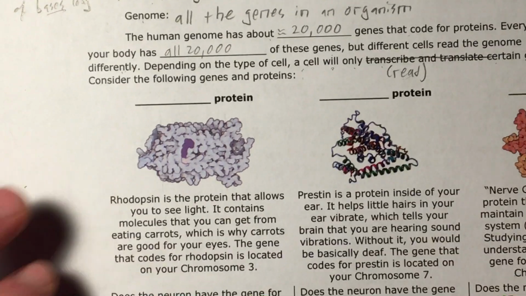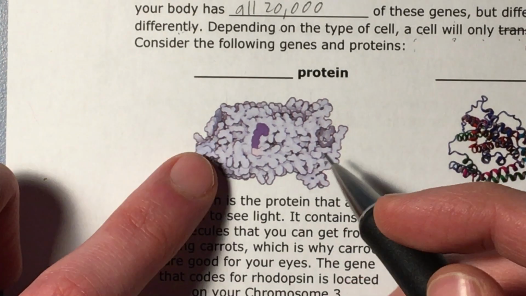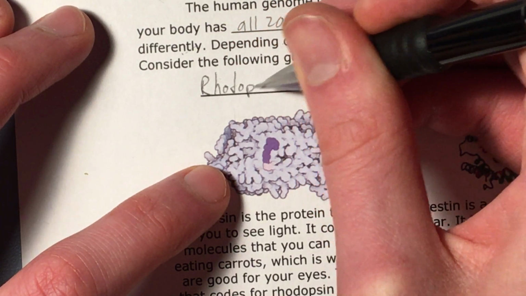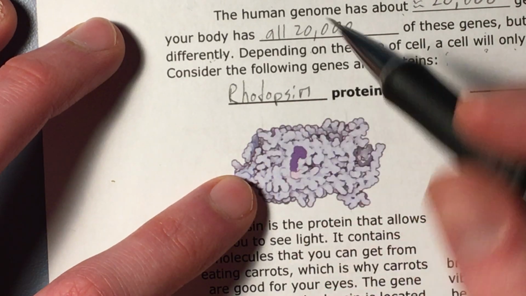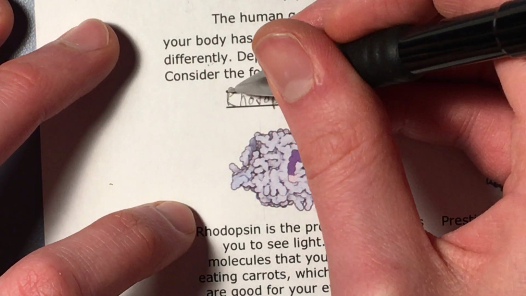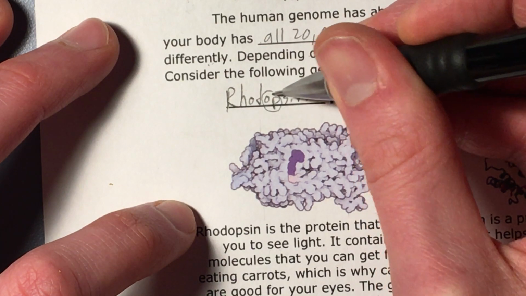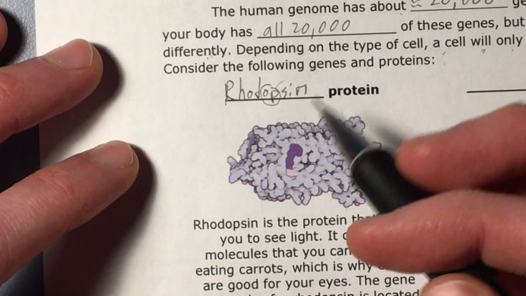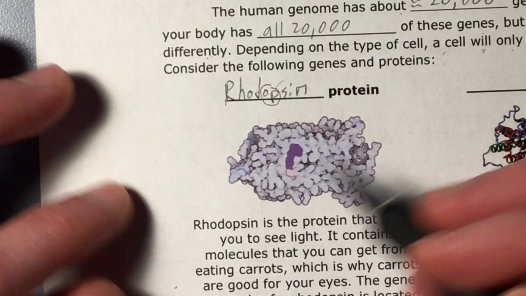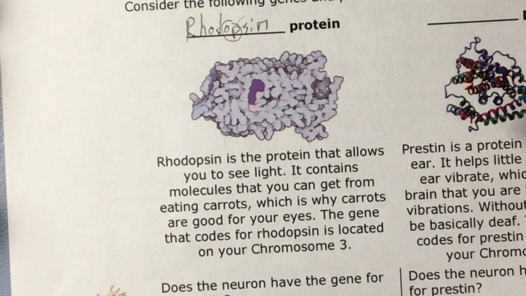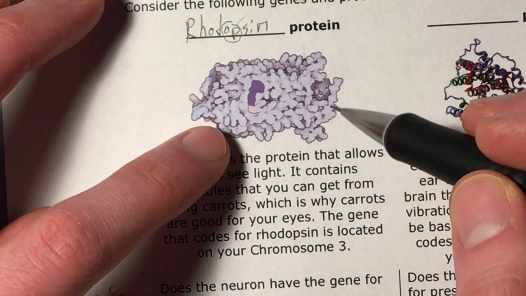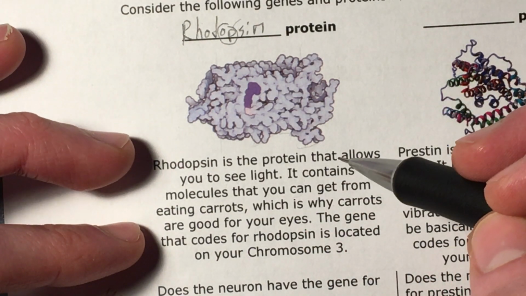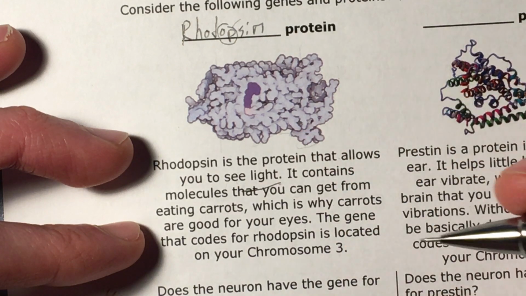So consider the following genes. Let's look at this protein right here. This right here is a rhodopsin protein, R-H-O-D-O-P-S-I-N. You'll notice this O-P. That makes me think of optical, like an optical illusion or optical glasses. And the reason it has that in there is because it has to do with your vision. So this is kind of a purpley molecule. It looks kind of purplish, okay? And this is the protein that allows you to see light.